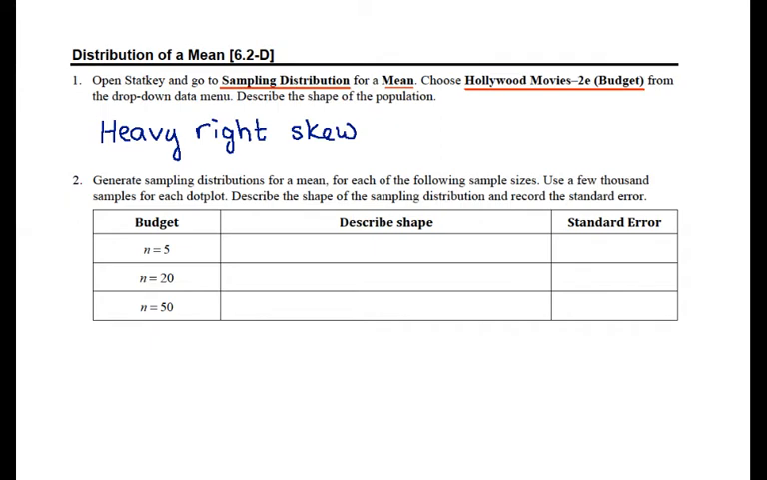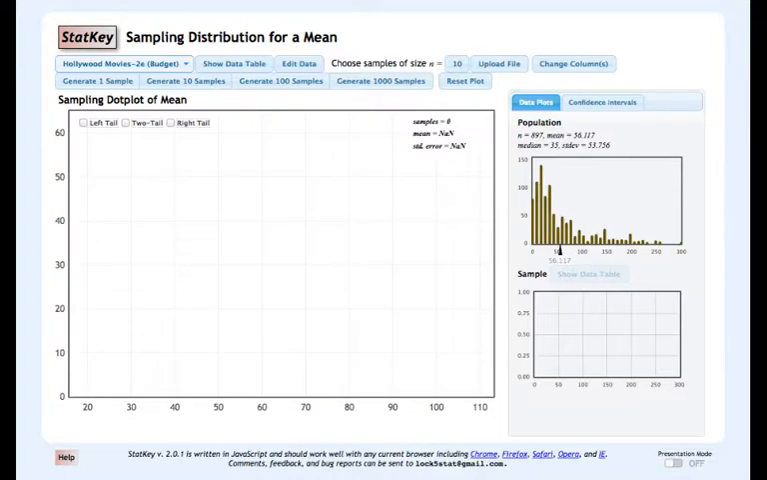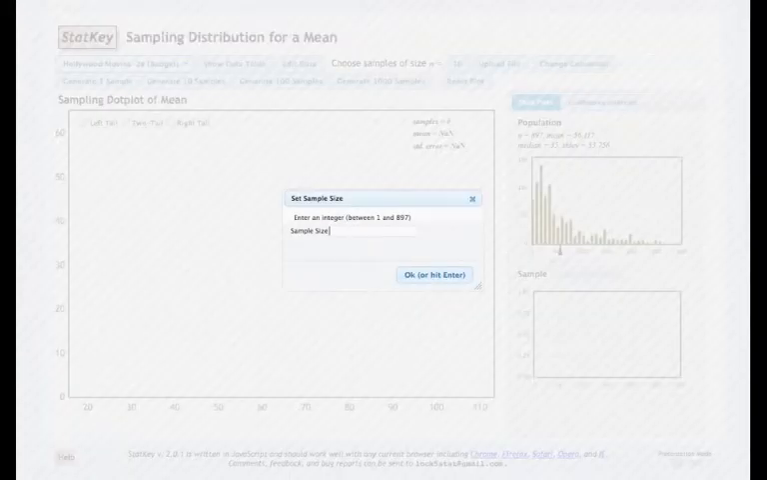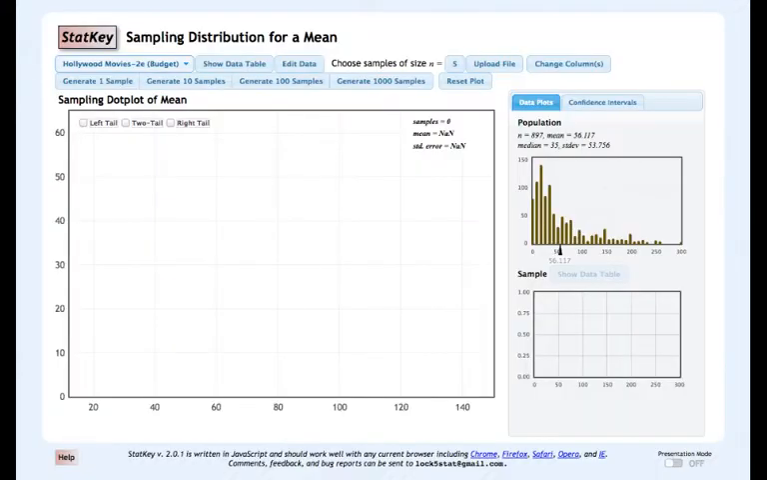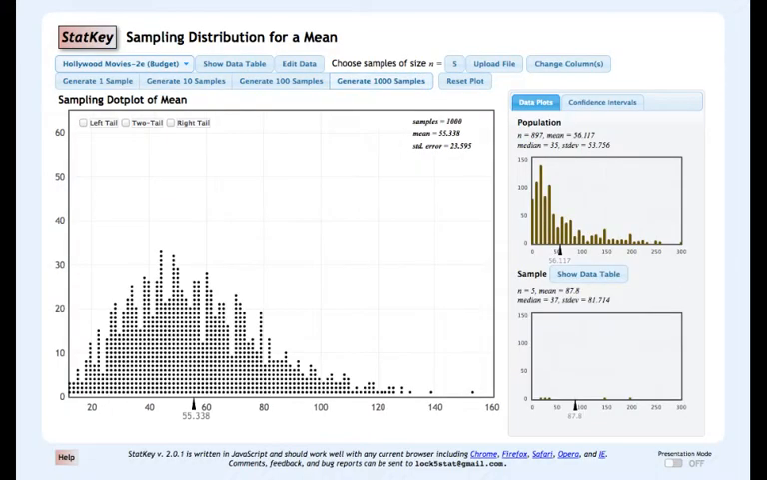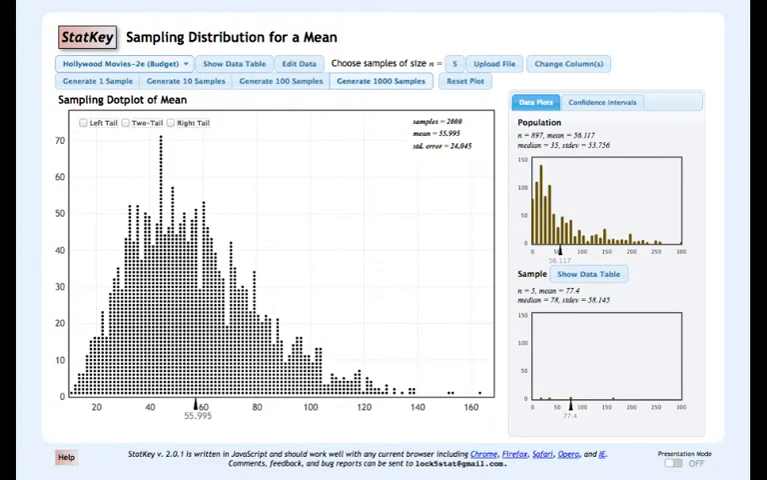We're going to start generating some sampling distributions, starting with n equals 5. So in this case, each dot in our sampling distribution is the mean of 5 different movie budgets, randomly selected from the population. So coming up here to choose samples of size n equals, I'm going to enter 5, and then I'll right away just generate a few thousand samples so that we can get an idea of the shape and get a reasonable estimate of the standard error of this distribution.